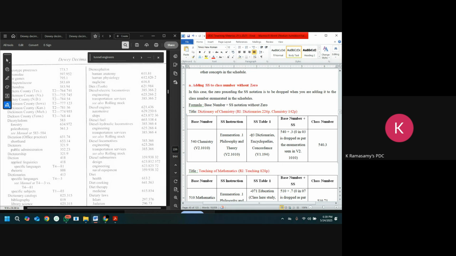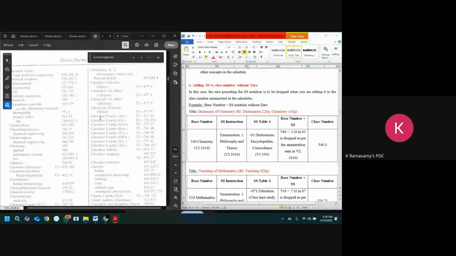So I got the number. What is the number for dictionary? 03. Okay. What is the number of chemistry? I don't know what is the number of chemistry. So I need to search in the index and I got the answer. What is the number of chemistry? Chemistry stands for 540. You can see here chemistry 540. I made a note of number 540.